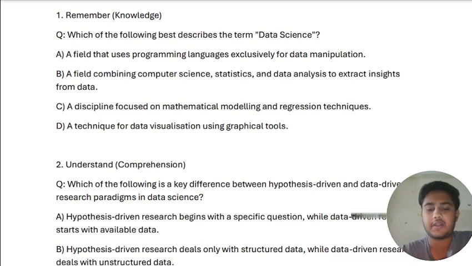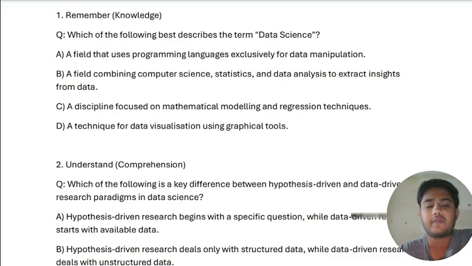So the first question is, which of the following best describes the term data science? So the answer is obviously B, a field combining computer science, statistics, and data analysis to extract insights from data.